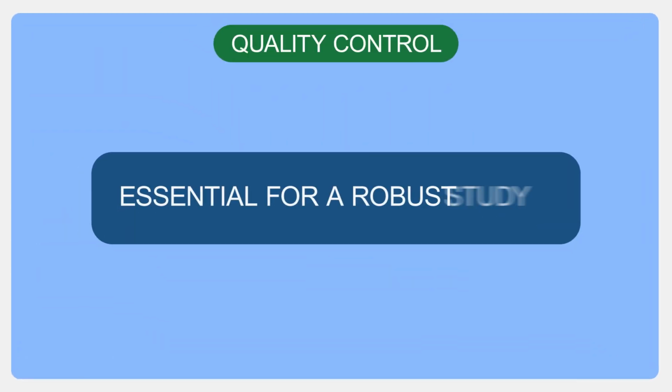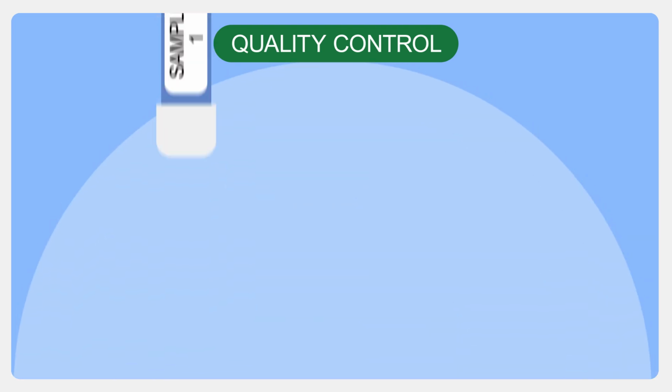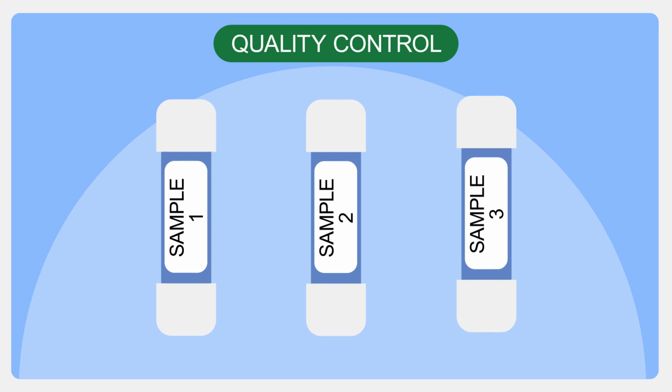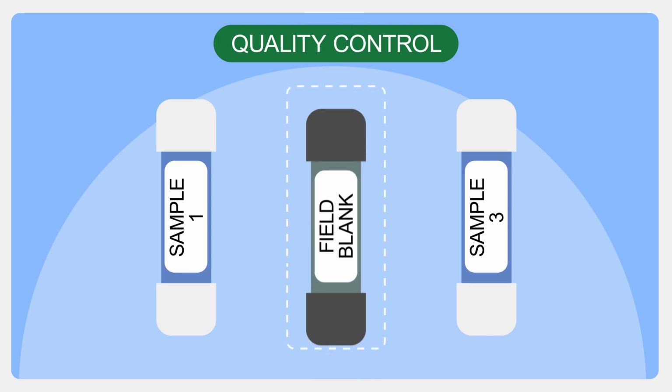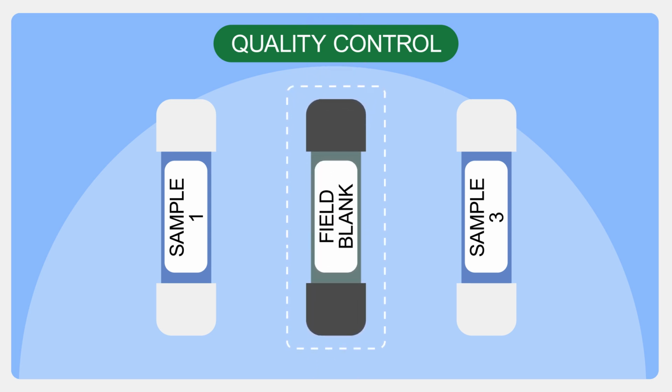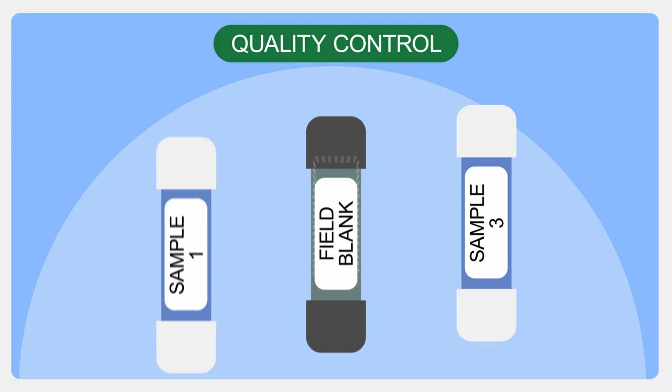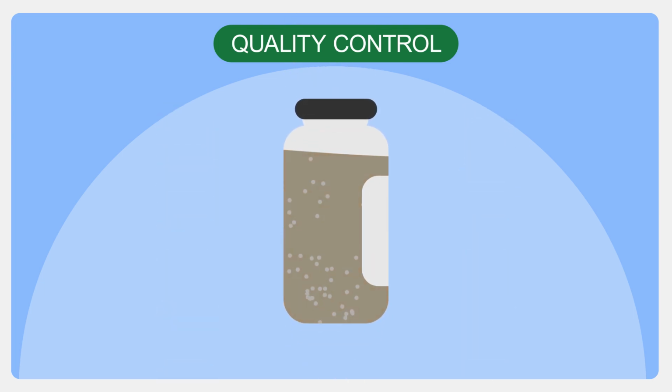Quality control is essential for a robust study. There are several steps you can take to achieve this. Replication improves the reliability of data generated by identifying potential anomalies. Field blanks and controls will help to identify potential cross-contamination during the sampling process. Filtering your samples to eliminate any debris collected during sampling.